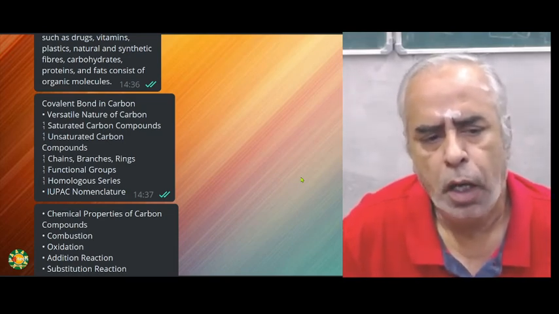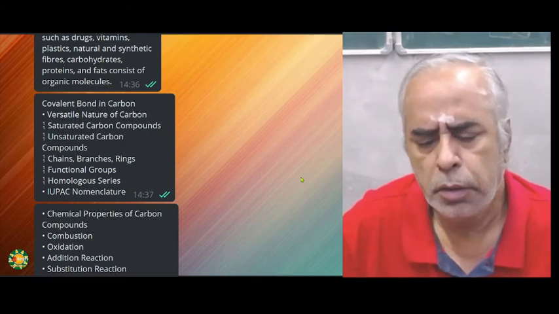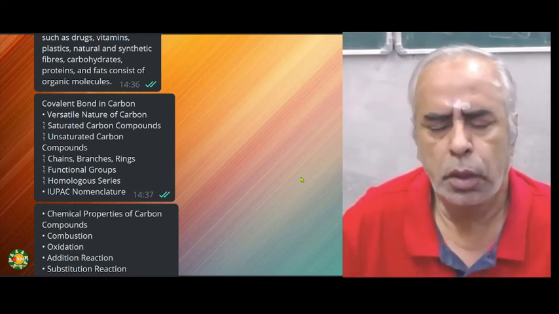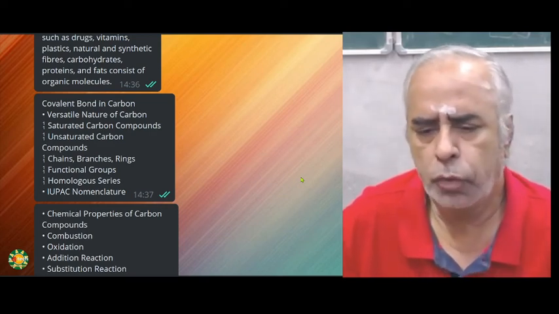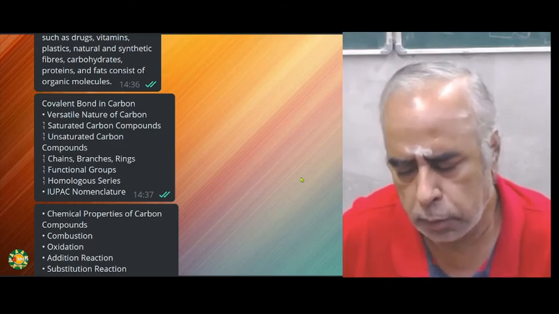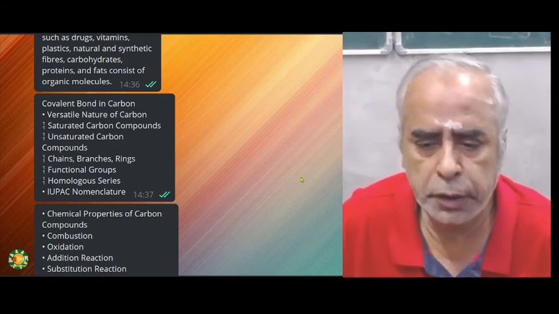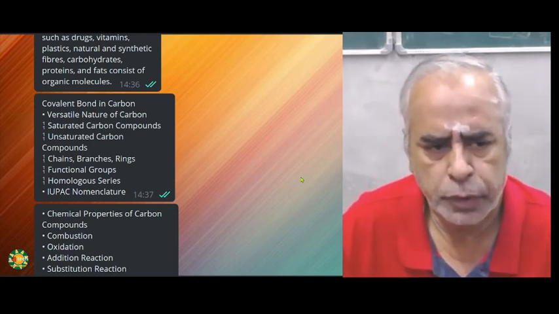Likewise, now when we talk about the chemical properties of carbon compounds, you should know something about combustion. Means what? Burning the compound in presence of air. That is called combustion. There are oxidation, then addition reaction, substitution reaction. Likewise, you have various types.